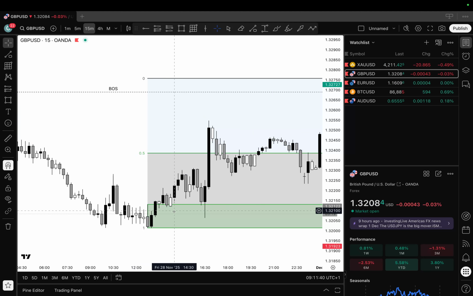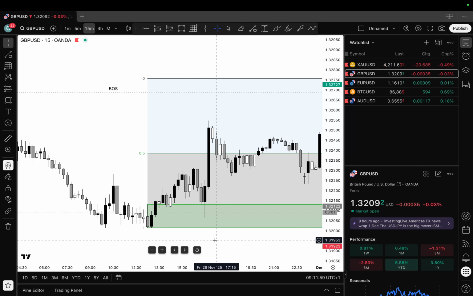So I go, okay, here's the start of a big up move. Where's the one candle that caused that? And it's this grey guy right here. So what do I do? I just draw a box over it. This is called an order block. The move down that causes the move up. And then you can just expect if it comes back into this green zone again, it's probably going to go back up.